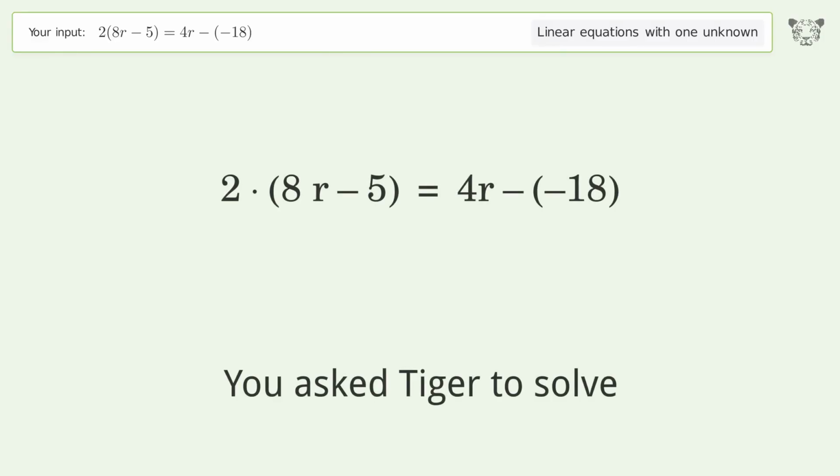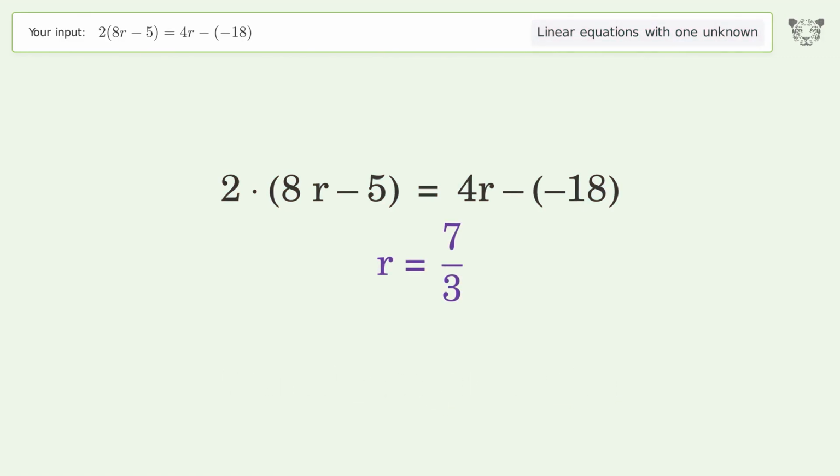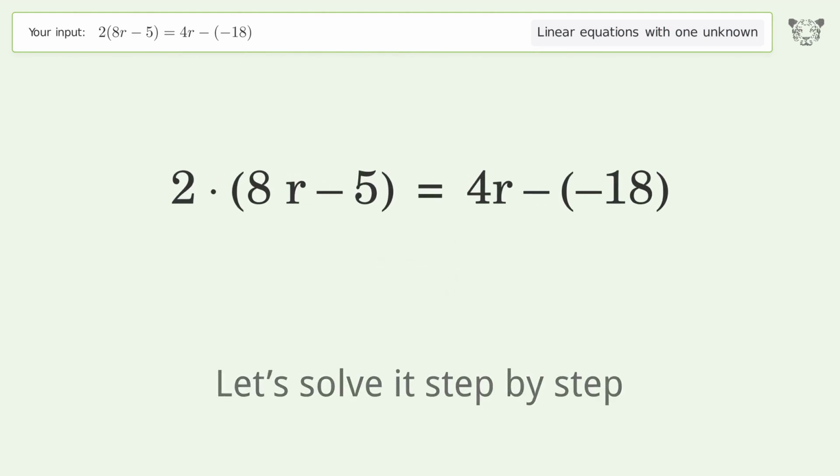You ask Tiger to solve this. This deals with linear equations with one unknown. The final result is r equals 7/3. Let's solve it step by step.